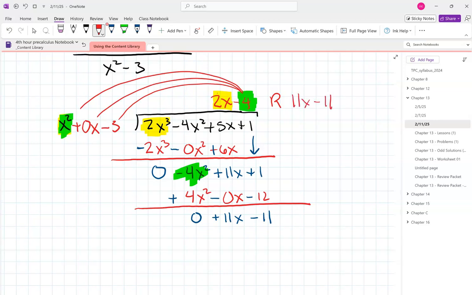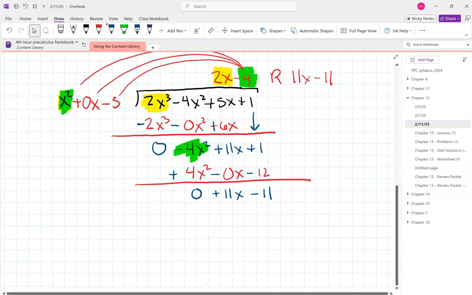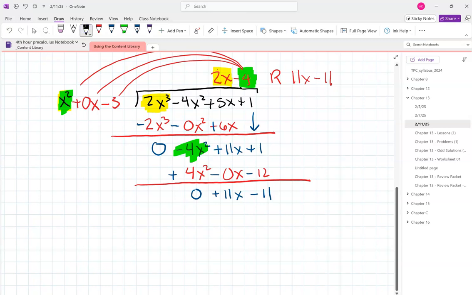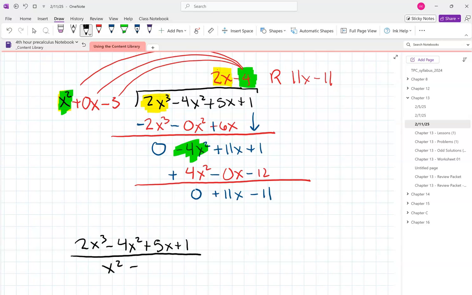So my remainder then is going to be that 11x minus 11. The way I'll write my final answer is I'll have dividend over divisor equal to quotient plus remainder over divisor.